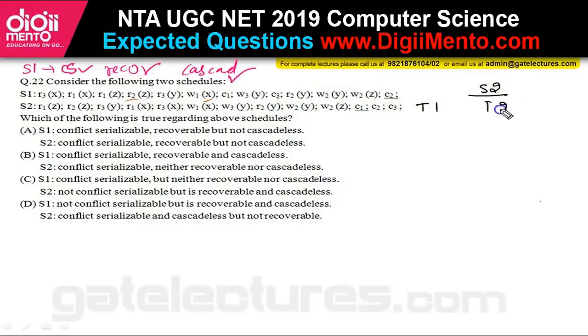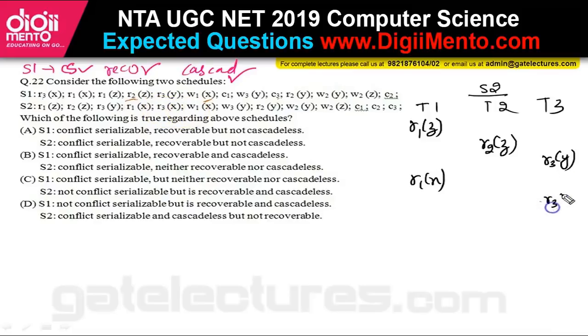Here also we have three transactions. So first I'm performing R1Z, then I'm performing R2Z, no problem, they are just reading, and R3Y. Till now no problem. Now R1X, then R3X, not a problem.